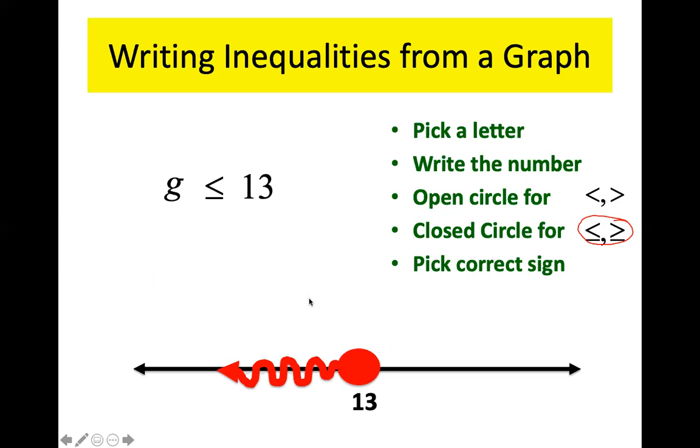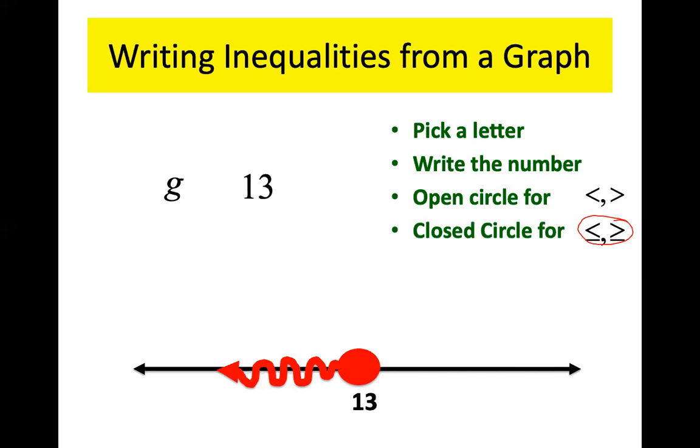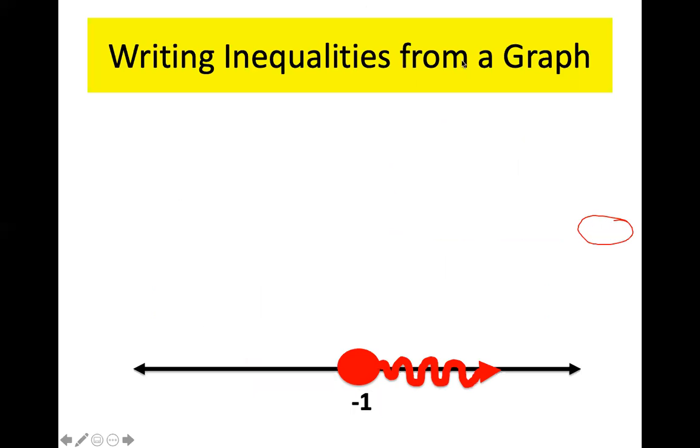Once again, going back, okay, pick a letter. There will only be one number underneath the circle, so write that number, right? Look at your circle. Is it open or closed? If it's closed, you use one of those two symbols, and now look at the shading. The shading is to the left of 13, the numbers that are smaller than 13. Smaller means less than or equal to, so we pick less than or equal to, and that's it, you're done.